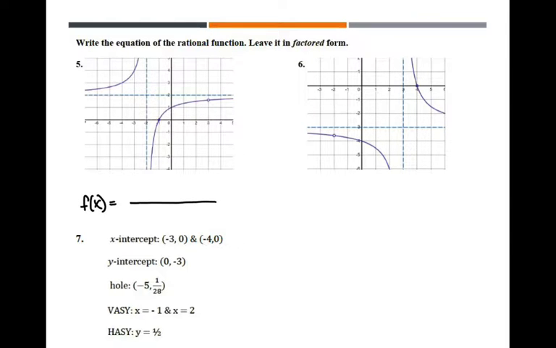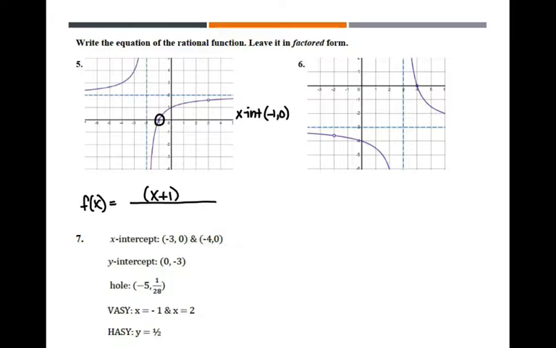And what I want to do is pull pieces of information from the graph to be able to write an equation. So a couple of things that I notice right away. I notice that I have an x-intercept or a 0. I'm going to say my x-intercept is at (negative 1, 0). And x-intercepts come from factors of your numerator. So that means I'm going to have a factor of x plus 1 in my numerator.